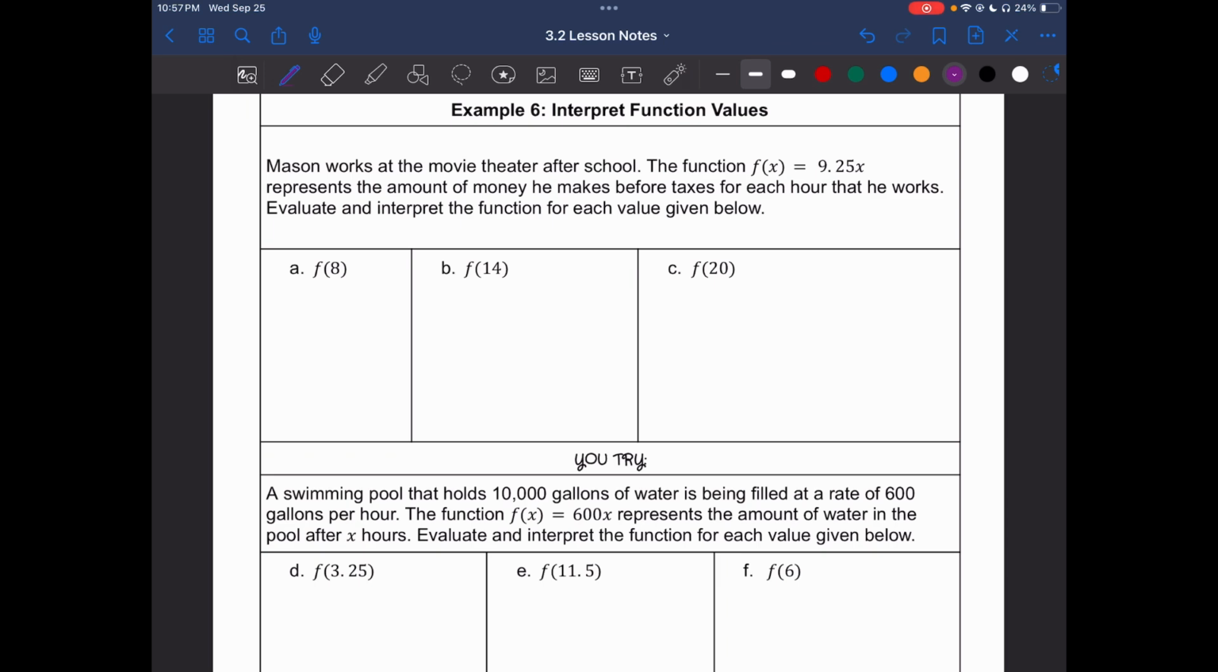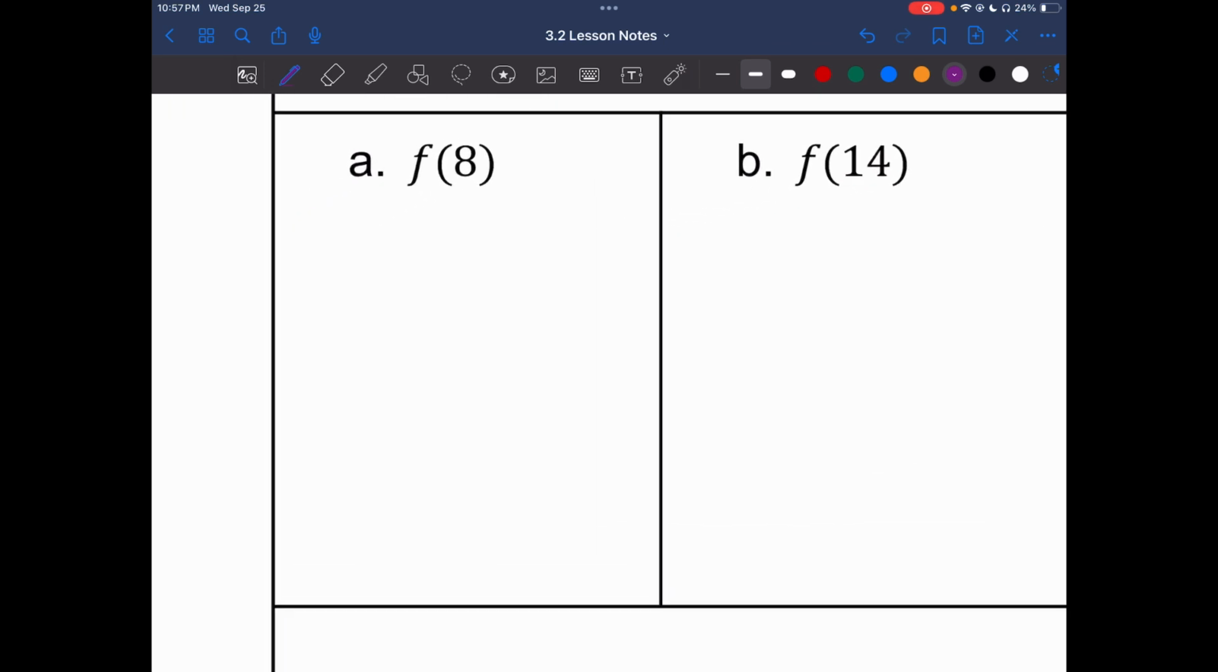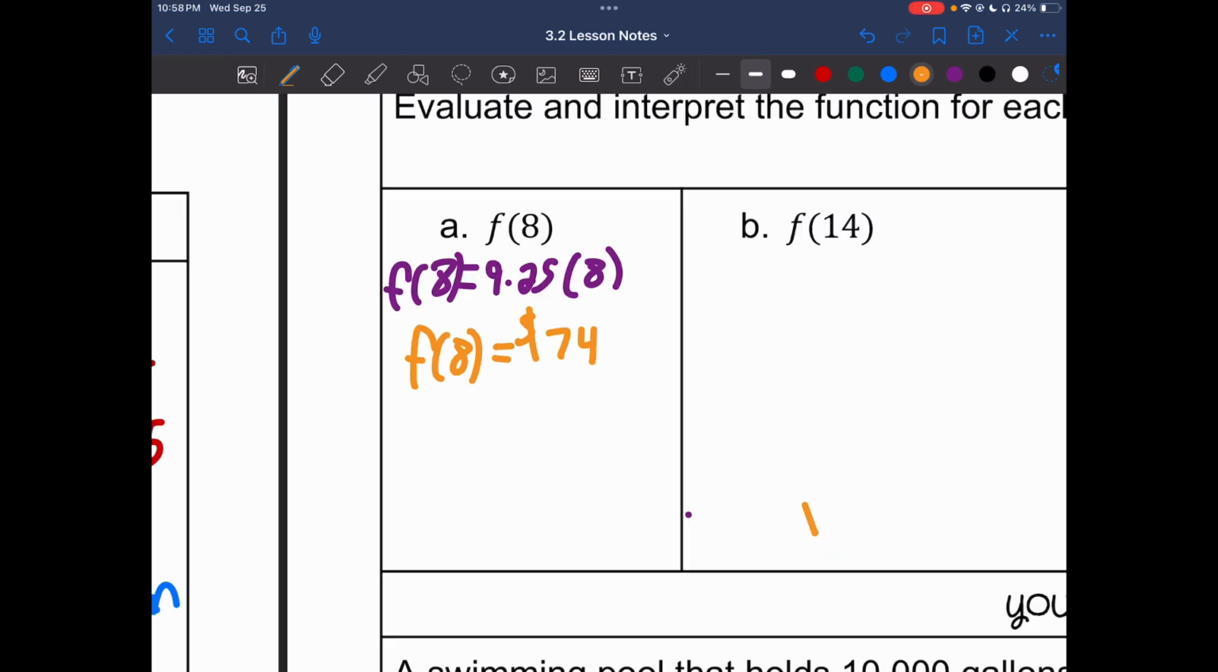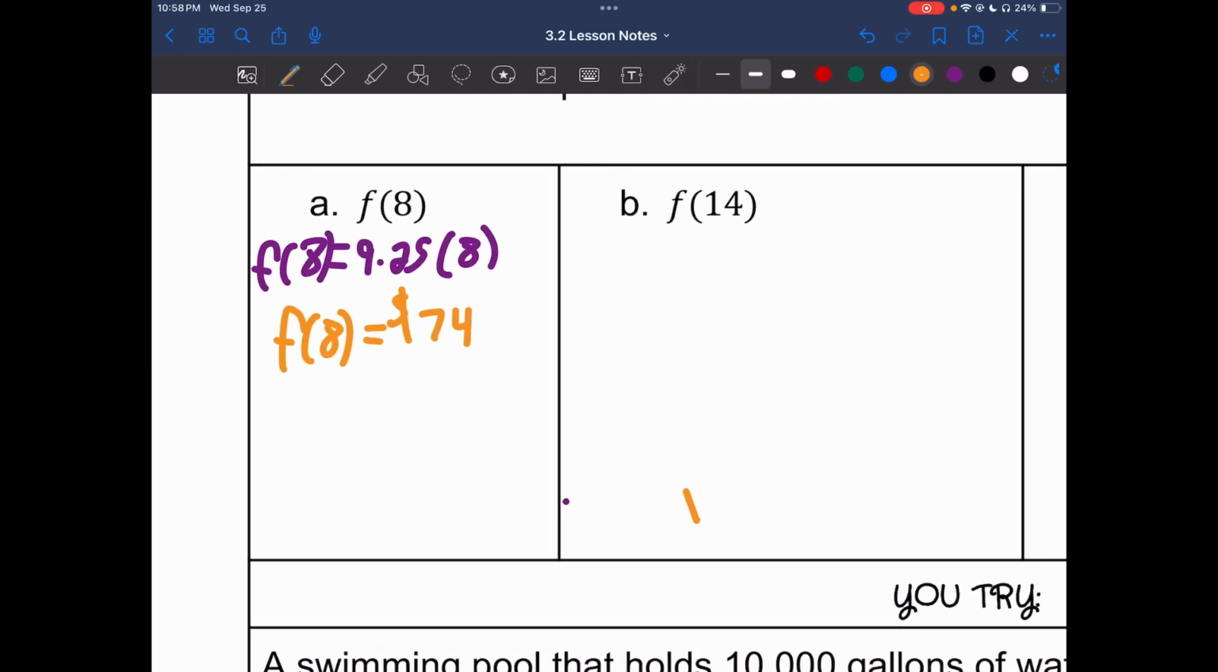So as we look at our first value, we have f of 8. So we're going to substitute that into our equation. F of 8 is equal to 9.25 times 8. And when we do that multiplication, we are going to get that f of 8 is equal to $74, because we're talking about the amount that he is getting paid from his day of work.